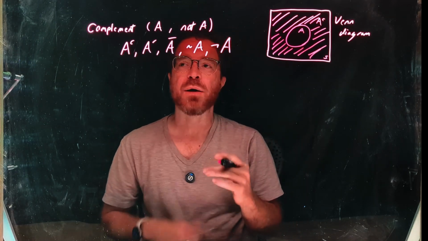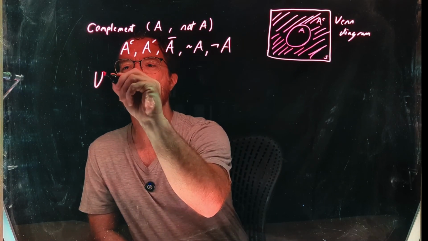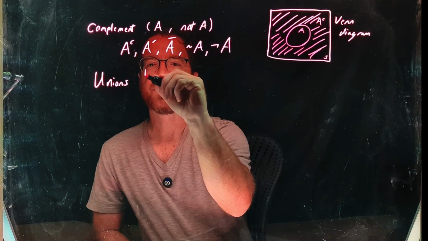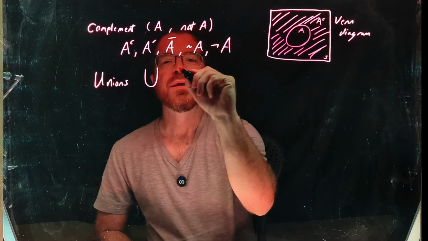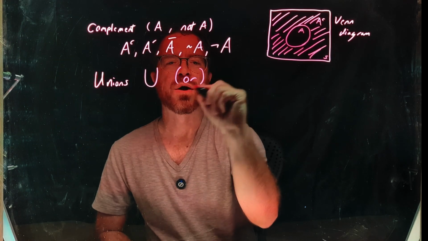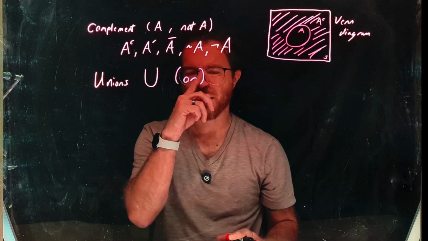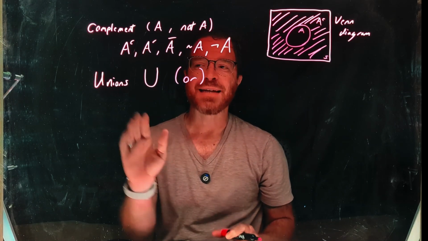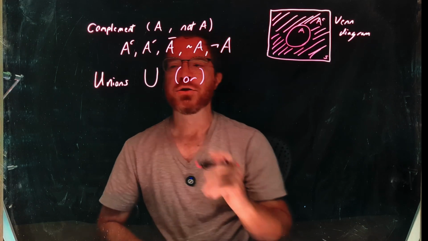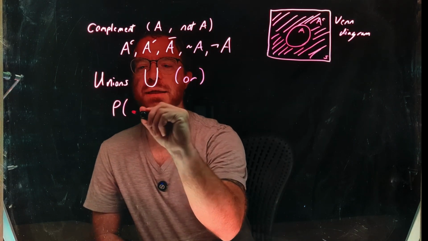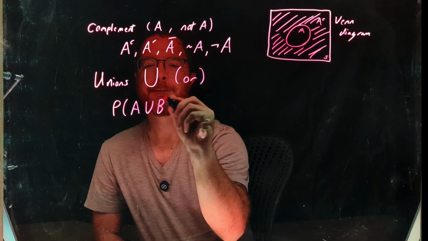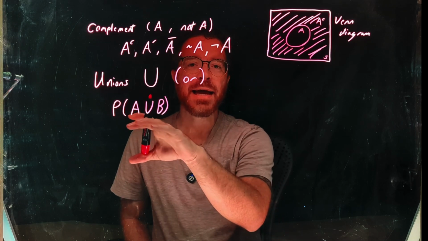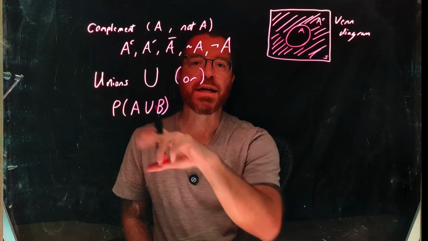The next thing I wanted to talk about are unions. Unions have the symbol like this. It's like a U, but with no tail. This is often referred to as an or statement. And this is actually where the language comes in, because when you're reading a problem and we say, what is the probability of this or that? That's the indication that this is a union. So for example, if you had the probability of A or B. Now, or a union, what it means is it will take anything that's in A, it will take anything that's in B, or anything that is in both.